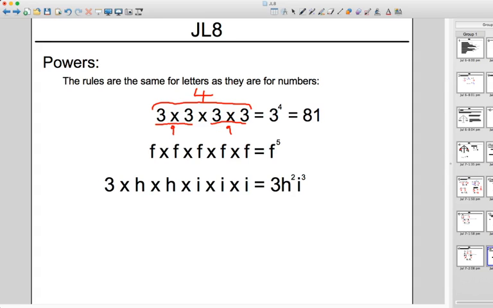Letters, 5 f's together will make f to the power 5. 3 times h times h times i times i times i will give you 3h squared i cubed, because there's 2 h's and there is 3 i's. So the number of i's that are multiplied together will give you the power.